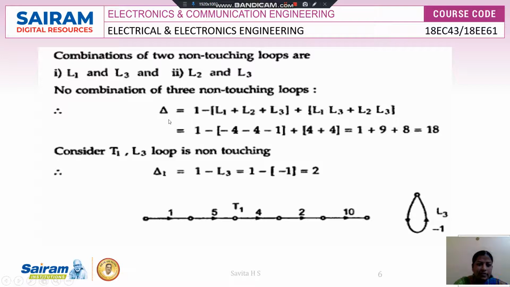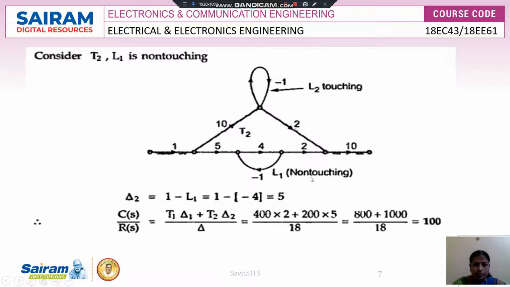Finally the delta value is 1 minus the sum of individual loops plus the combinations of two non-touching loops. Substituting all the values, I'll get the delta value equal to 18. Consider T1: only the L3 loop is non-touching, so delta 1 is equal to 1 minus L3, and substituting the value I'll get 2. Consider T2: only L1 is non-touching, so delta 2 is equal to 1 minus L1, and that value I'll get as 5.